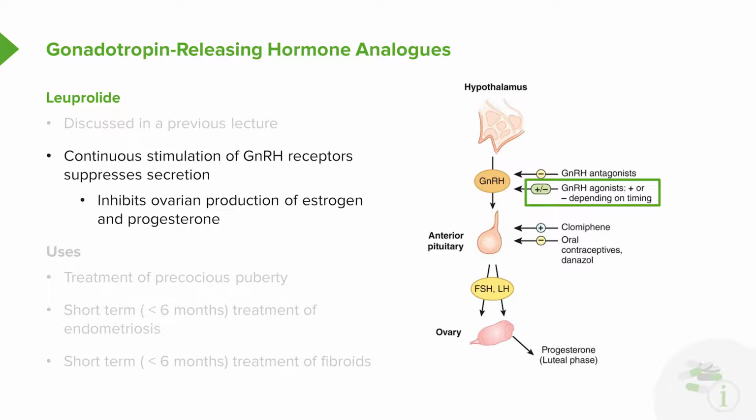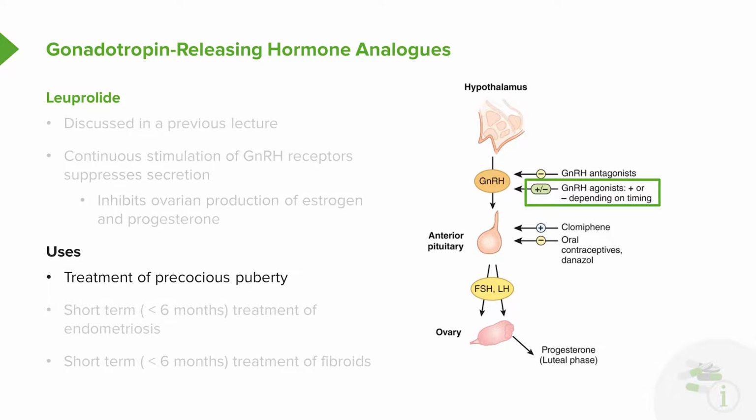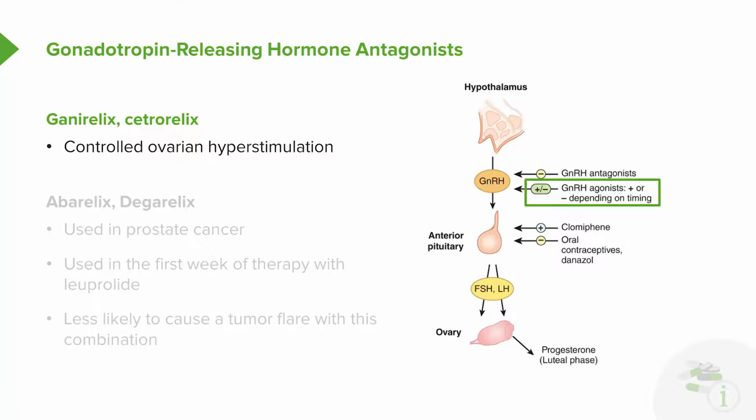its anti-estrogen activity. Now, in terms of how we use this medication, we use it in the treatment of precocious puberty. In short-term treatment, it is also used in the treatment of endometriosis, and in short-term treatment, it can also be used for fibroids. There are other agents that are used to control ovarian hyperstimulation syndrome.